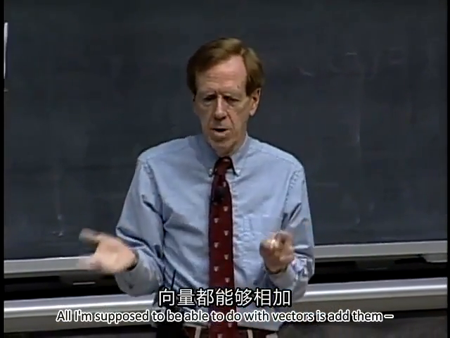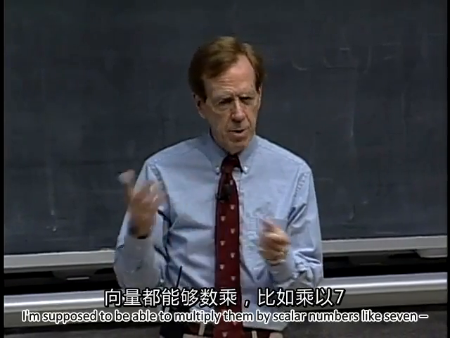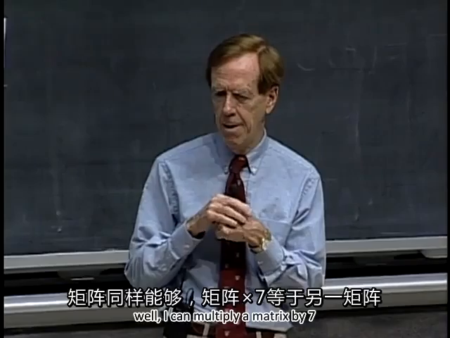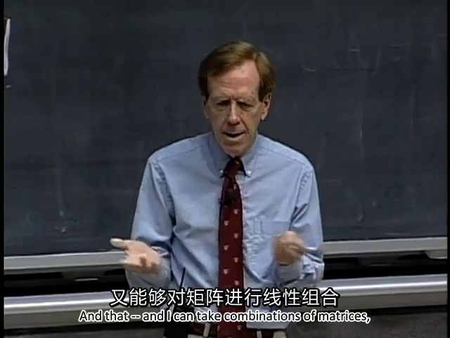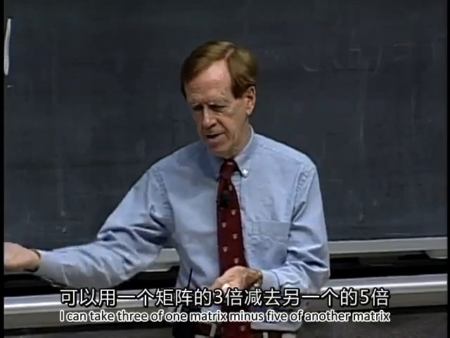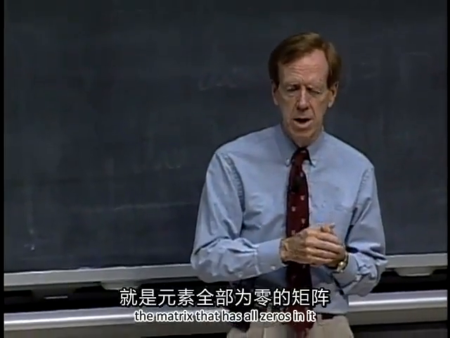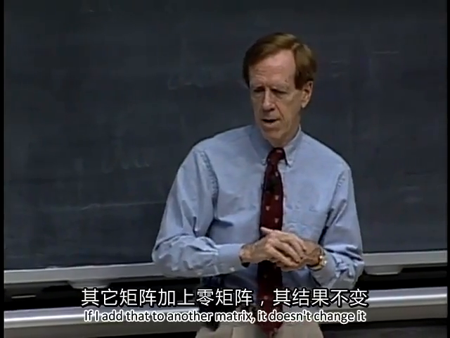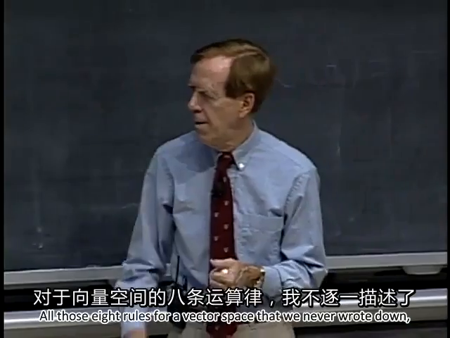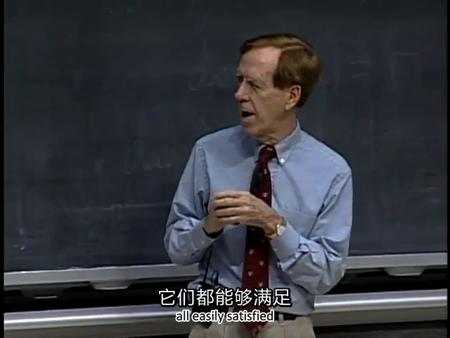All I'm supposed to be able to do with vectors is add them. I can add matrices. I'm supposed to be able to multiply them by scalar numbers, like 7. Well, I can multiply a matrix by 7. And I can take combinations of matrices. I can take 3 of one matrix minus 5 of another matrix. And there's a 0 matrix, the matrix that has all zeros in it. If I add that to another matrix, it doesn't change it. All the good stuff. If I multiply a matrix by 1, it doesn't change it. All those 8 rules for a vector space that we never wrote down, all easily satisfied.